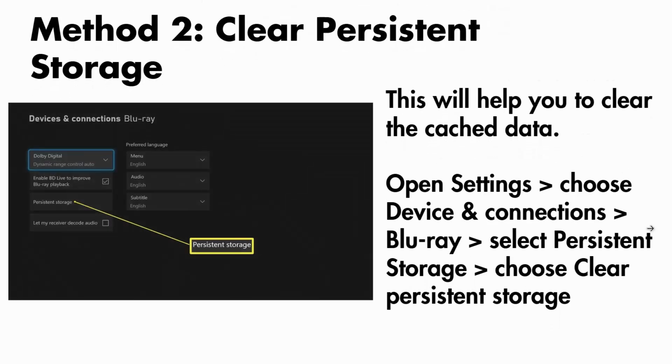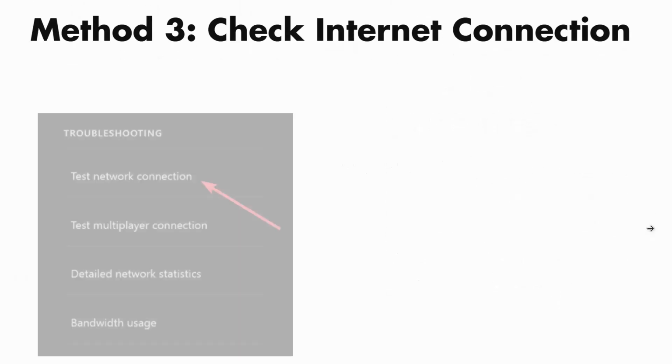If not, next solution is to clear persistent storage. This will help you to clear the cache data. For that, you need to open settings, then choose device and connections, then Blu-ray, then select persistent storage and then choose clear persistent storage.